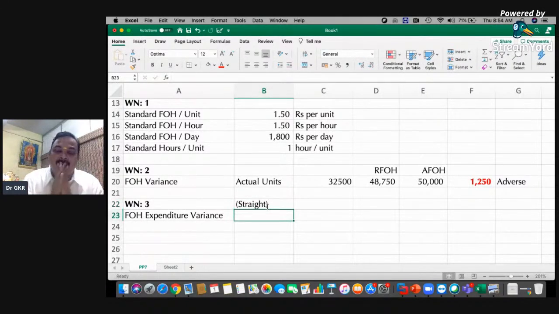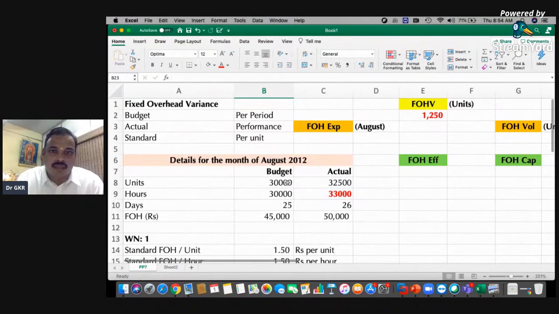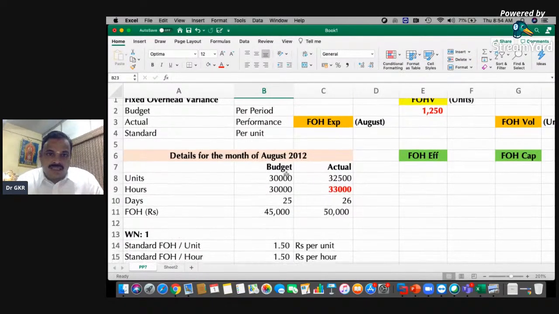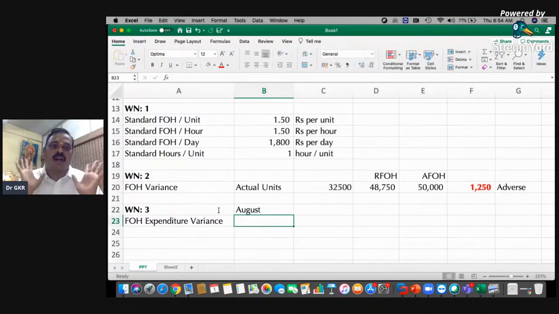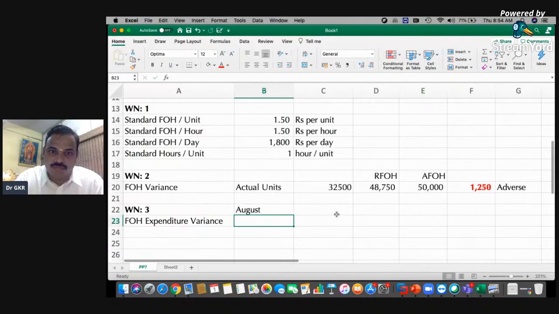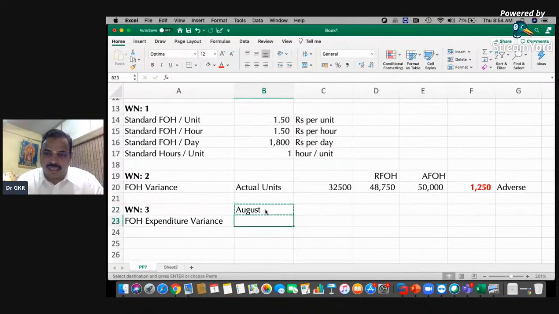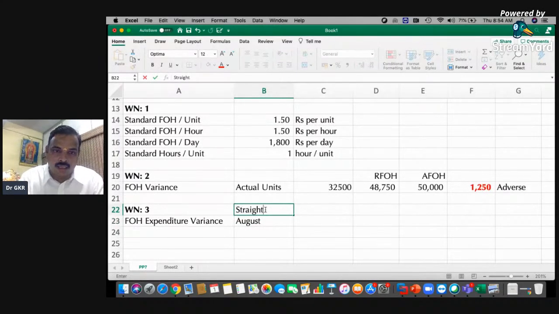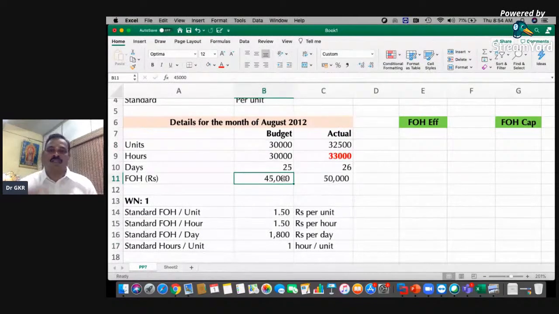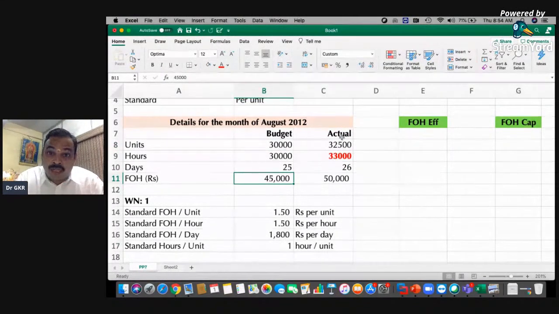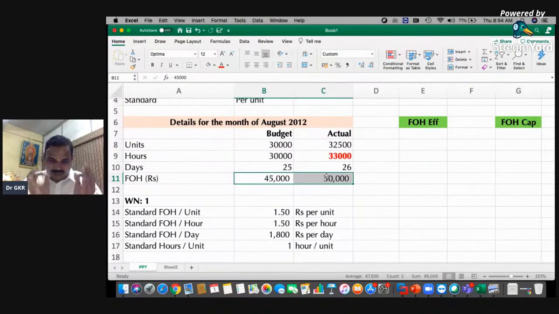Now what I am going to do, please look at this. Instead of calling this, I'll call it August. For August, what is your expenditure? For August, you should spend 45,000 because you have budgeted 45. You have spent 50,000. So in the question paper itself, comparing both, you can give the answer.